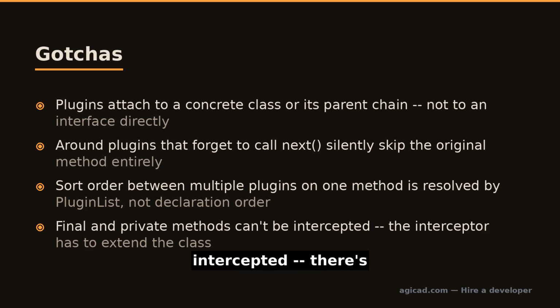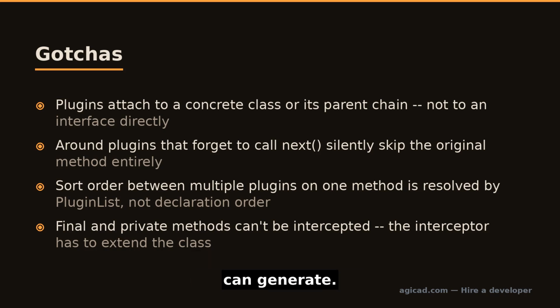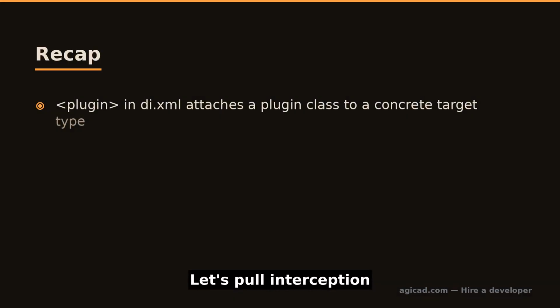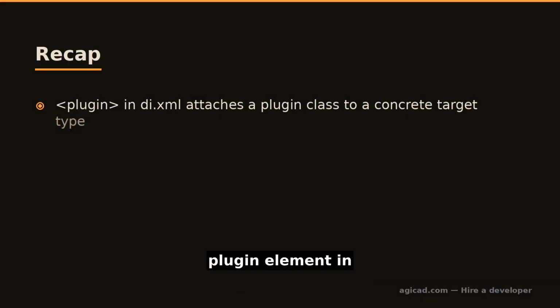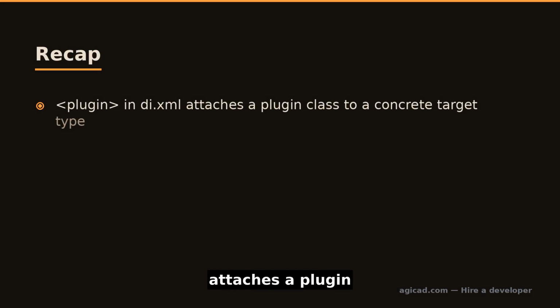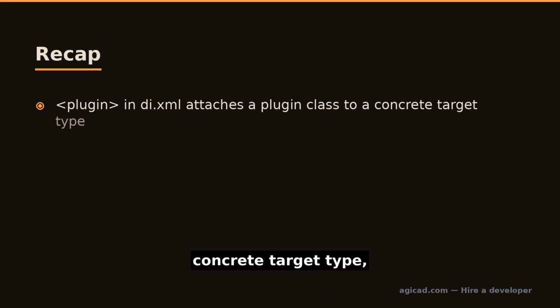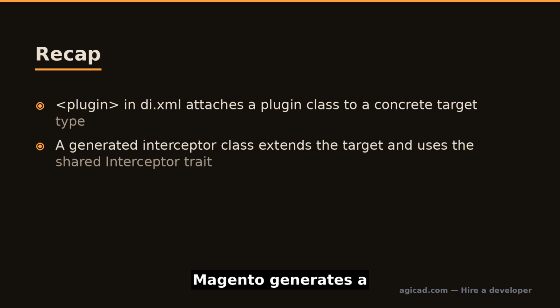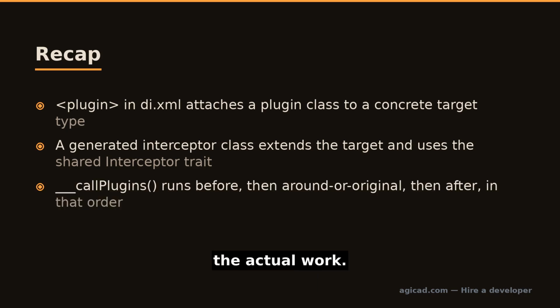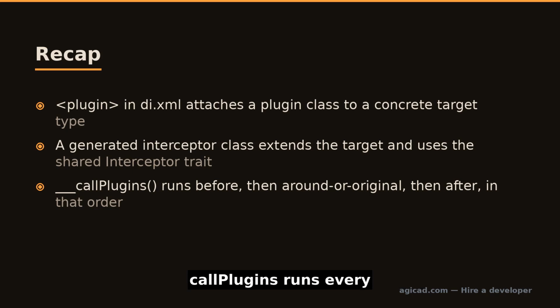Let's pull Interception back together. A plugin element in di.xml attaches a plugin class to a concrete target type, not an interface. Magento generates a real interceptor class that extends that target and uses the shared interceptor trait to do the actual work. ____ call plugins runs every before listener, then either an around listener or the real original method, then every after listener, always in that order.